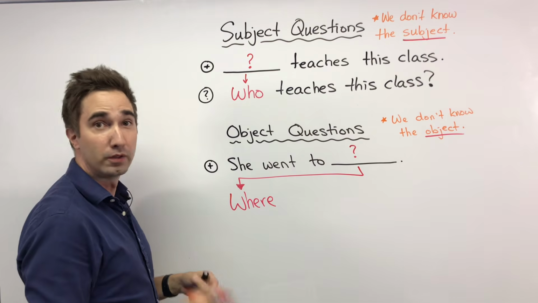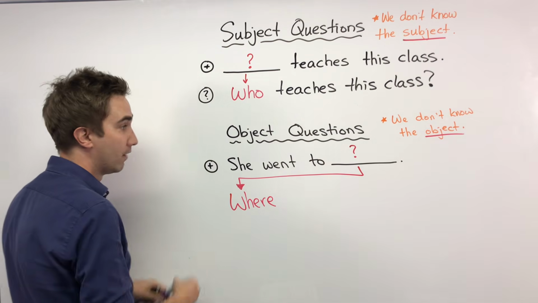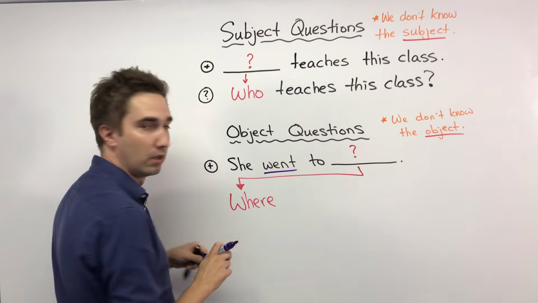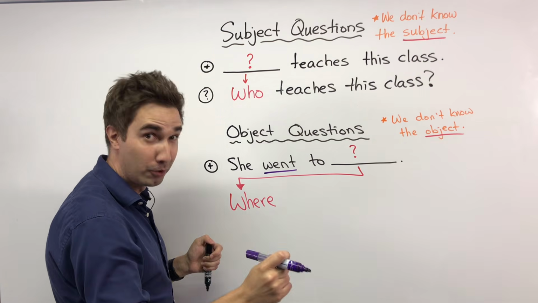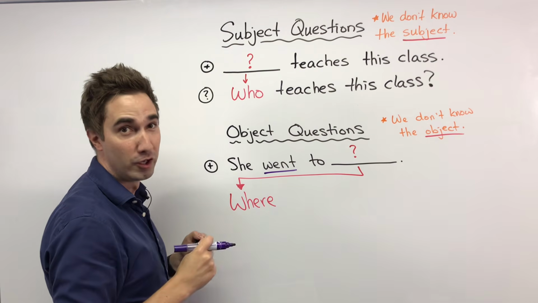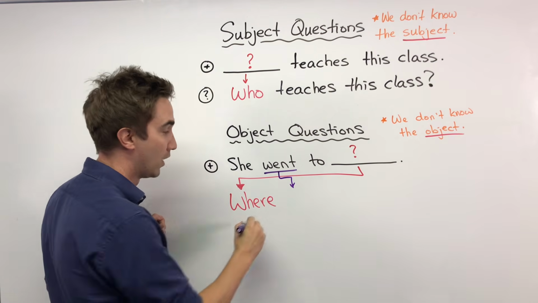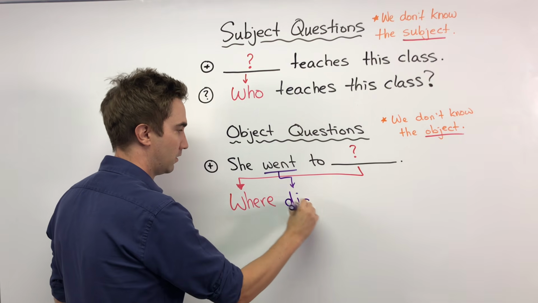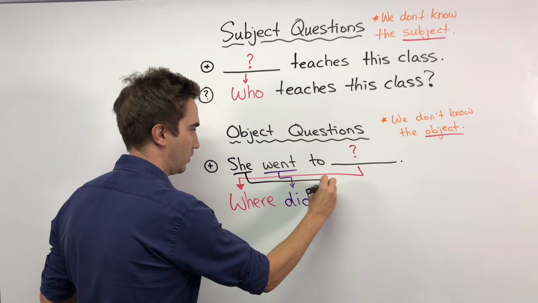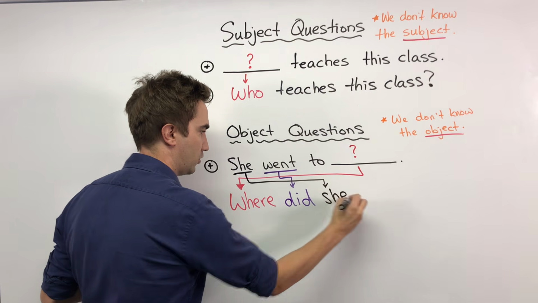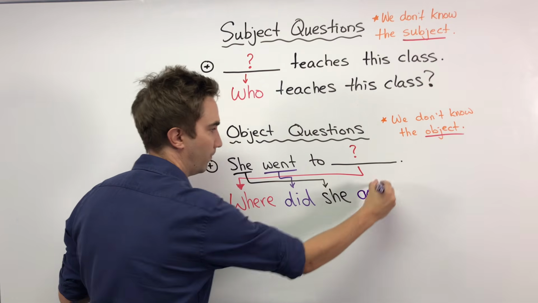Where. Now, this is a little bit more complicated because we have a past verb here and we need to use an auxiliary verb. So if you don't know what an auxiliary verb is, you can check one of our other videos. I need to say, where did she go?